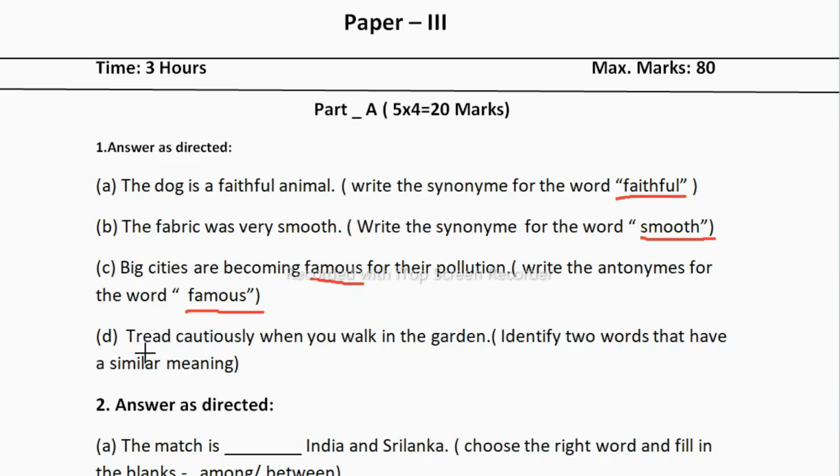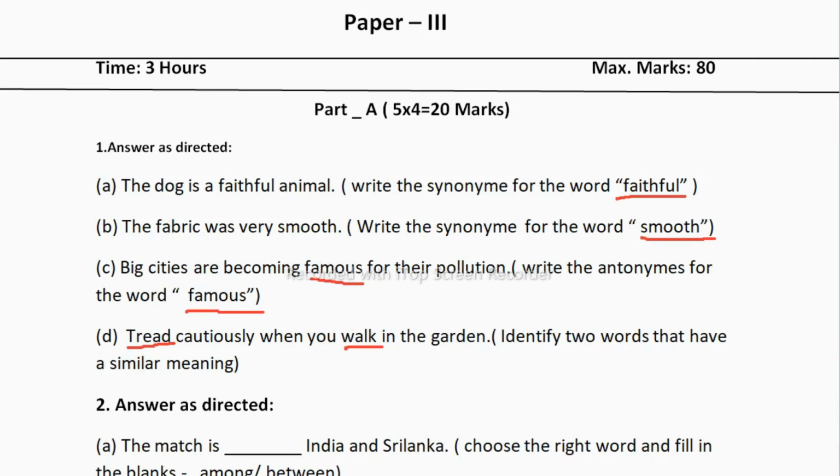Now D is, tread cautiously when you walk in the garden. Here you have to identify 2 words that have a similar meaning. In this sentence you have to identify 2 similar words: tread and walk. Both have the same meaning, so you have to underline these words. This first question is from unit 1 under the vocabulary section.